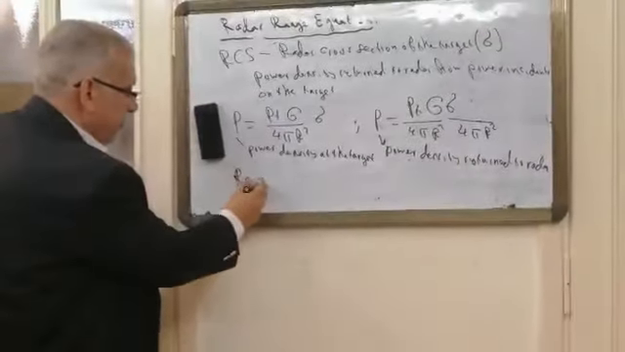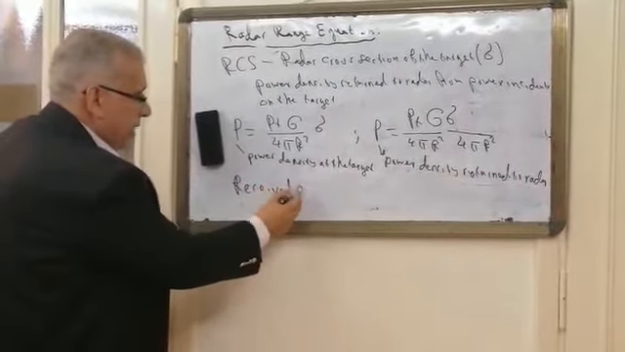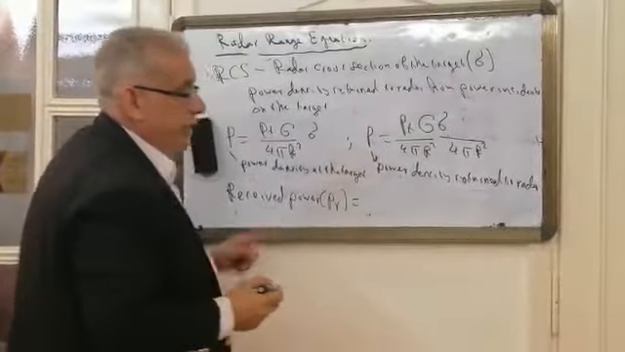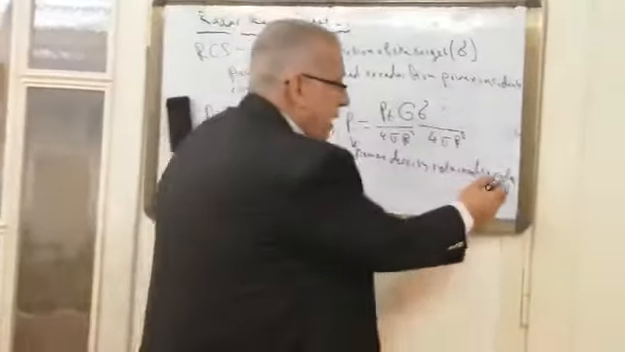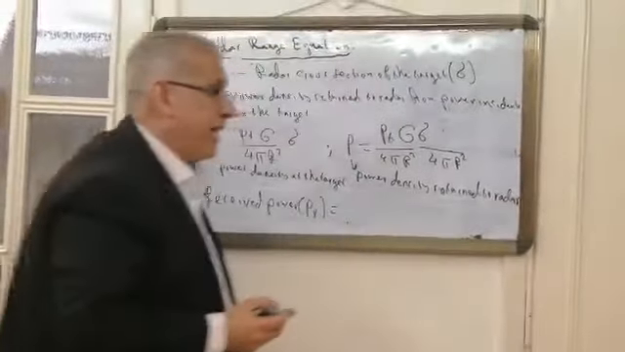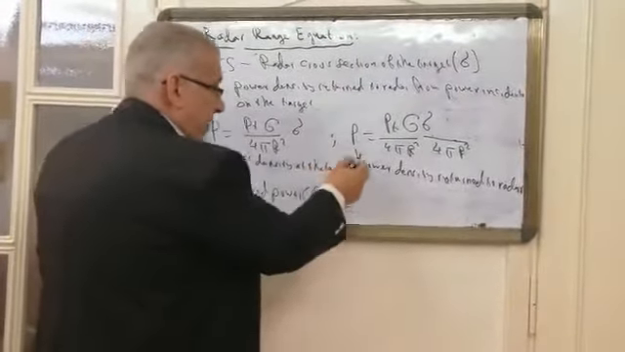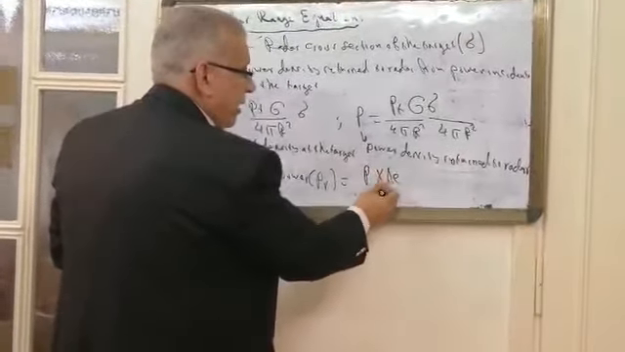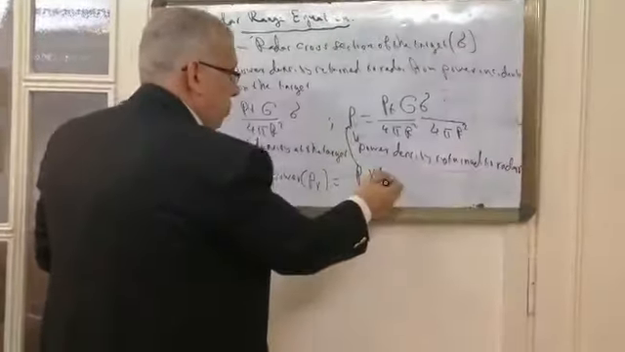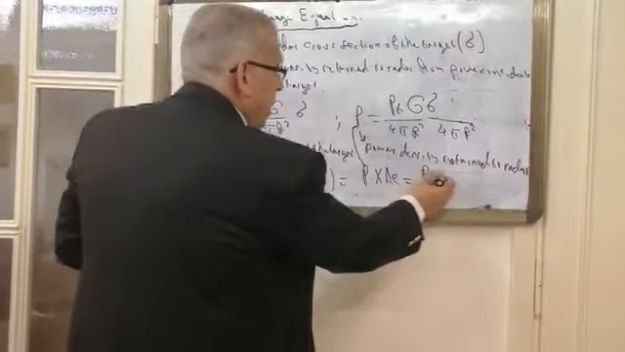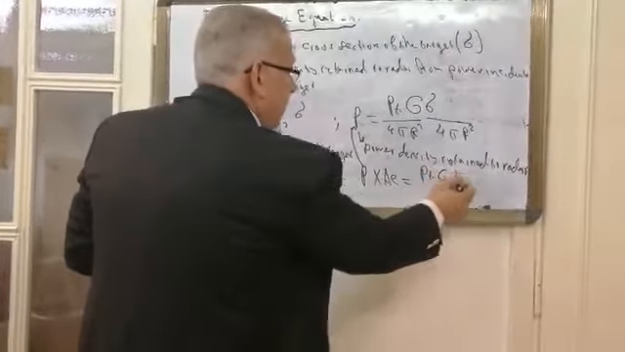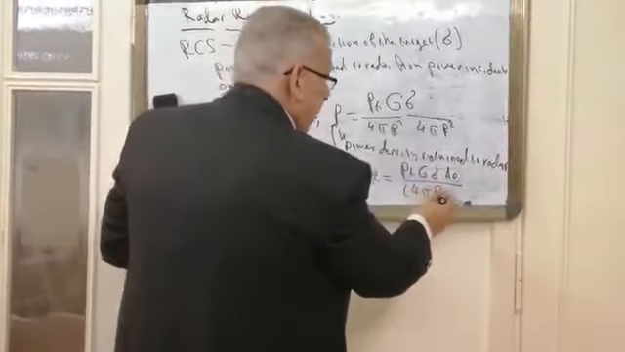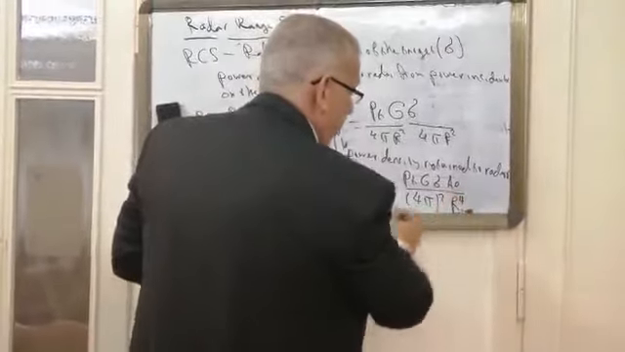Received power, which means PR, will be equal to power density returned to radar multiplied by the effective area of the antenna. So it will be equal to PT multiplied by G sigma multiplied by AE, divided by 4 pi squared R to the fourth power.